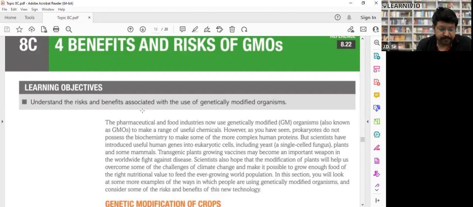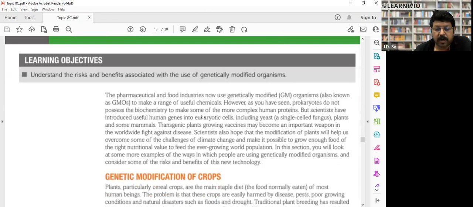The pharmaceutical and food industries now use genetically modified organisms, also known as GMOs, to make a range of useful chemicals. However, as you have seen, prokaryotes do not possess the biochemistry to make some of the more complex human proteins, but scientists have introduced useful human genes into eukaryotic cells, including yeast, single-cell fungi, plants, and some mammals. The transgenic plants grow vaccines and may become an important weapon in the worldwide fight against disease. That is beneficial for us.